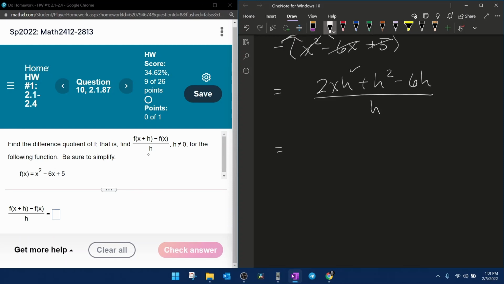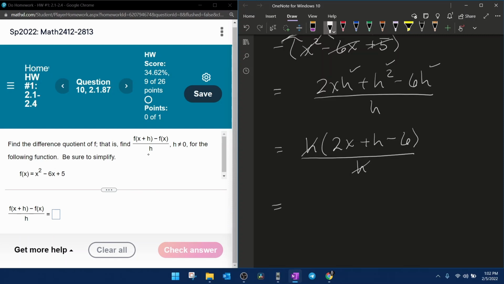Notice in the numerator that all 3 terms have an h. That means I can factor out an h, and that will leave me 2x plus h minus 6 all over h, and then those h's will cancel.